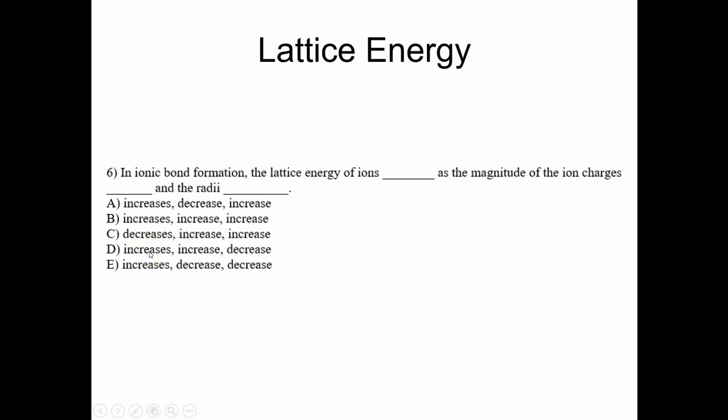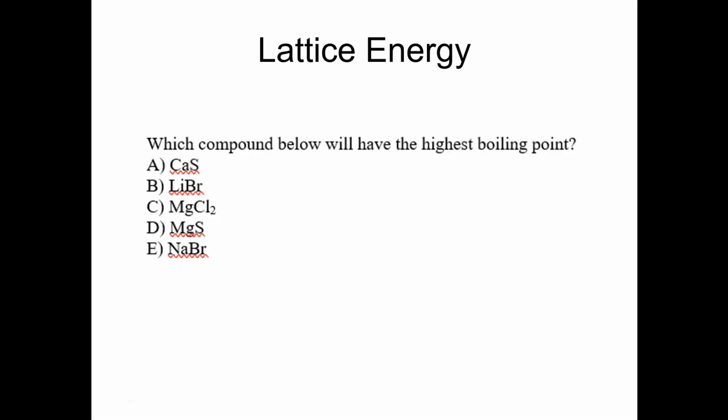So let's see if D makes sense. The lattice energy increases as the magnitude of the charges increases and the radii decrease. That is correct, and the correct answer here is D. Another question you could get, again, has to do with physical properties. Which compound below is going to have the highest boiling point?